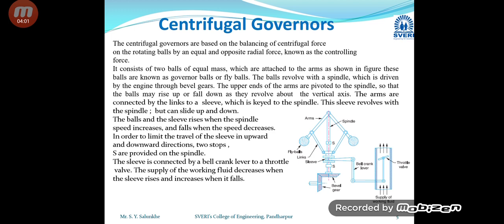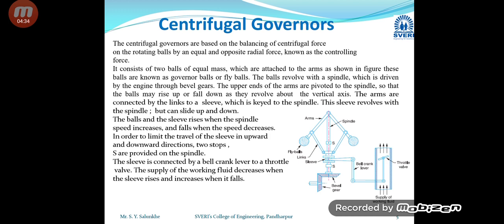Now this is the schematic diagram of a centrifugal type governor. In this case you can see there are two arms. At the end of the two arms, two balls are placed. Those balls have some mass, and they are connected to the engine shaft. So when the engine runs, that shaft rotates. At that time these arms are also going to rotate, and the balls connected to them will start to rotate.